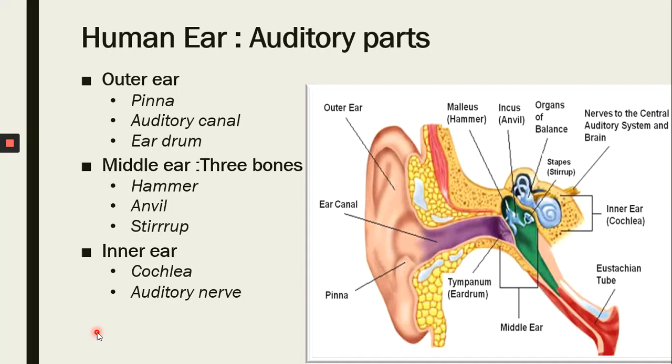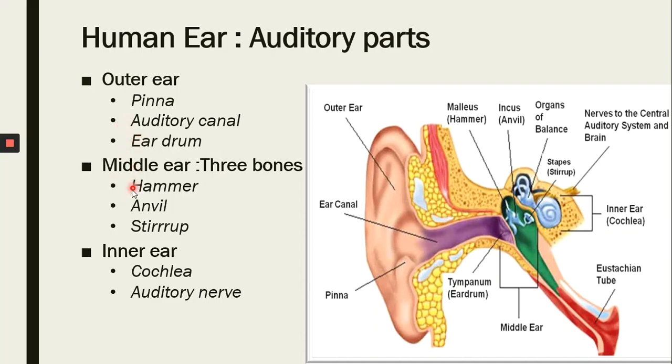Human ear, auditory parts of the human ear. So the human ear is divided into three main parts: the outer ear, the middle ear, and the inner ear. The outer ear is divided into three parts: pinna, auditory canal, and eardrum.